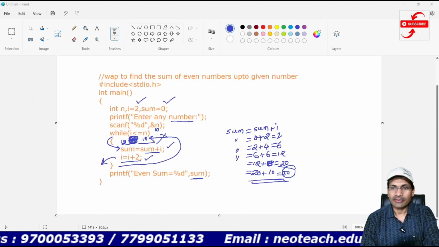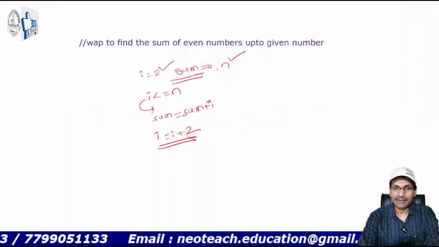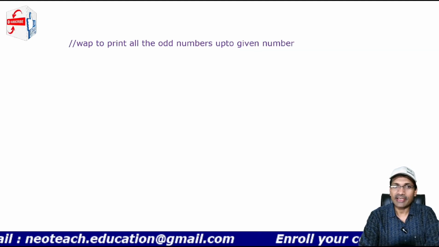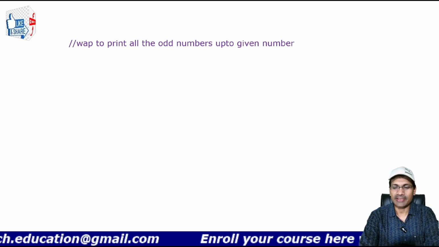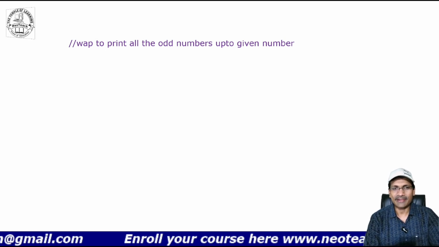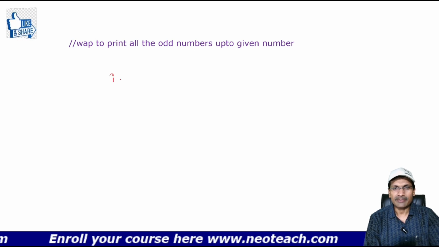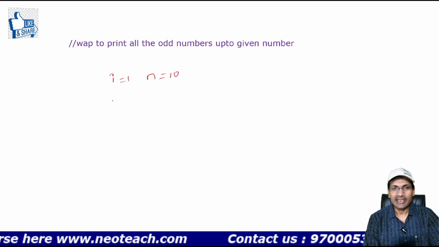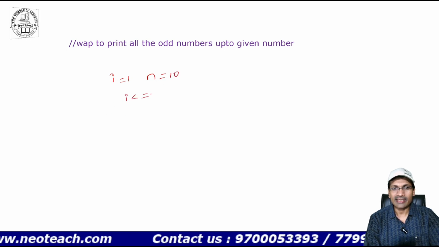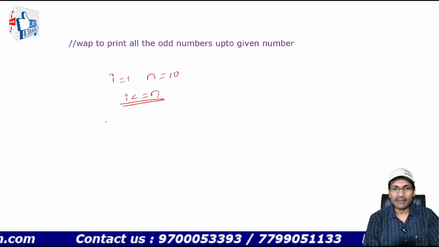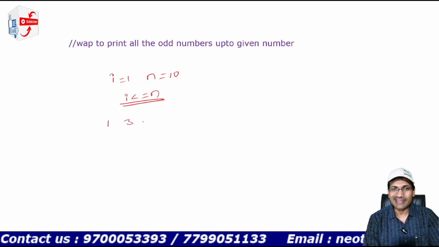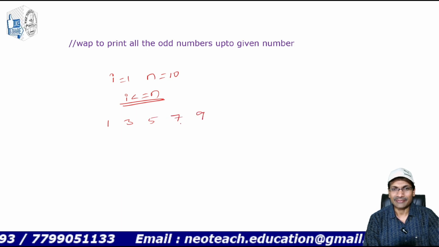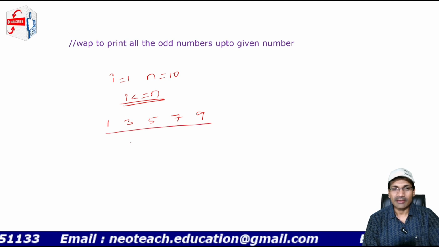Now let me go for the next program. Let me explain the next program. The next program is: write a program to print all the odd numbers up to a given number. Similarly, we need not explain everything here. See, odd numbers start with 1, right? The number n, suppose we give 10. So the condition is what? I less than or equals to n, same condition, right? We are printing 1 first, after 1 we need to get 3 and 5 and 7 and what? 9. So till 10, all the odd numbers like this.